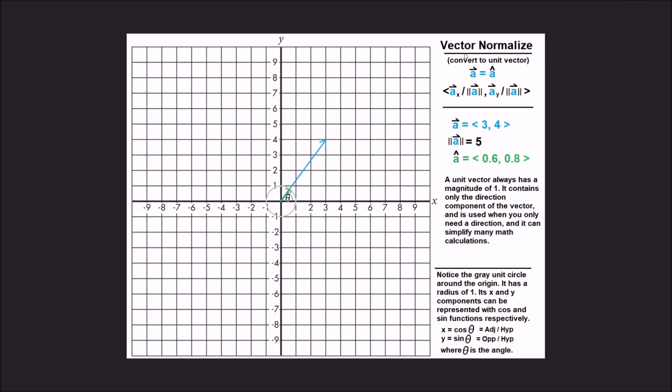So remember, a unit vector is indicated by having a cap over it. All right? The way you create a unit vector is by normalizing it. And the way you normalize a vector is by dividing each of its components by its own magnitude.